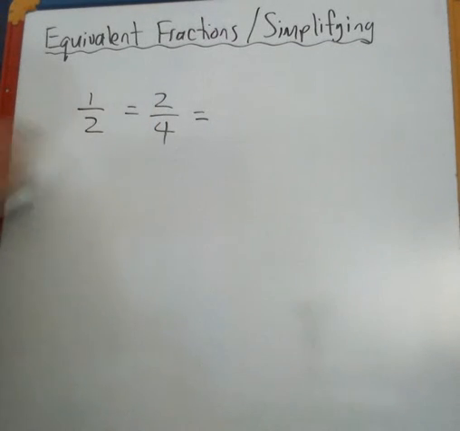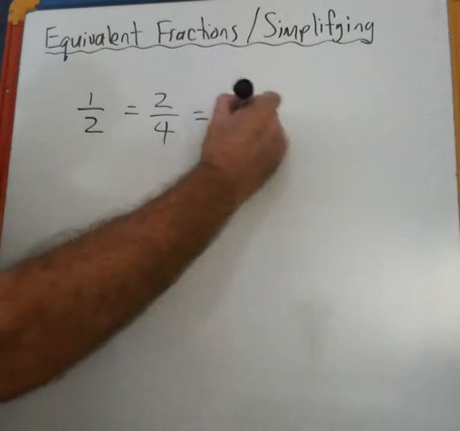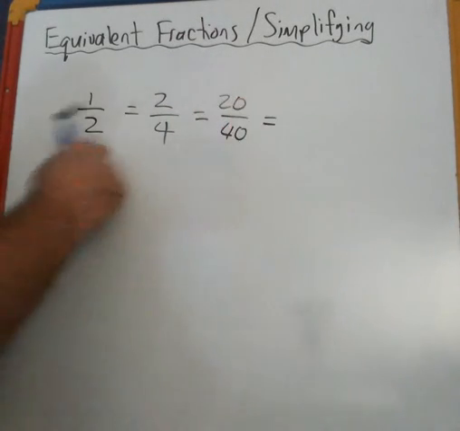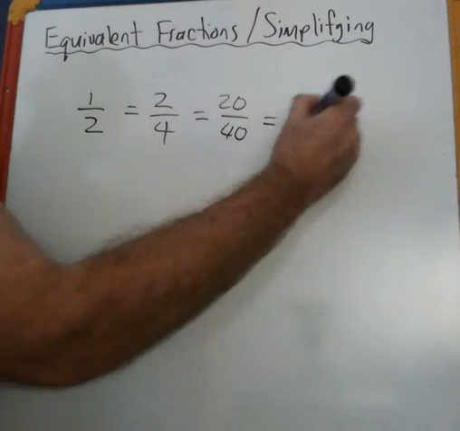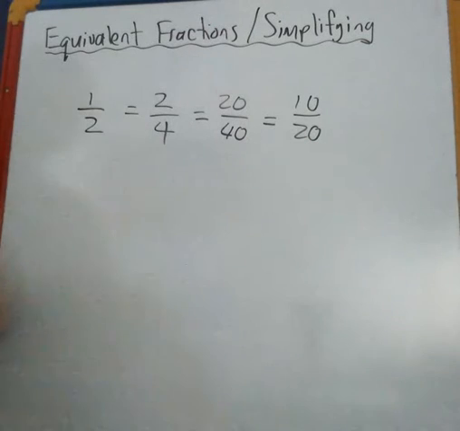You can multiply the top and the bottom by anything you like, so long as it's the same number. So I could multiply by 10, 20, 40. Multiply that by 10, 10 and 20. These fractions are all equivalent. They are exactly the same. We need this when we're adding, subtracting fractions.